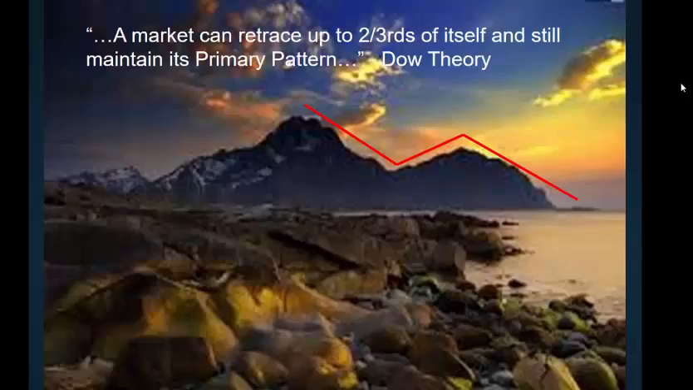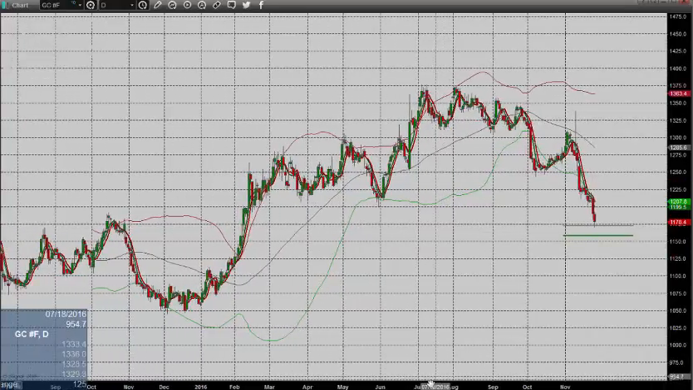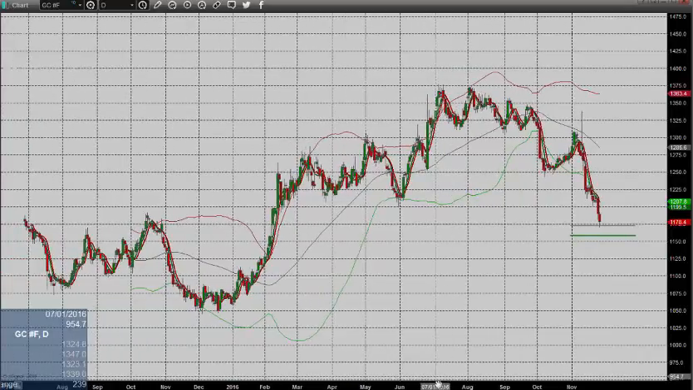Let me pull up a slide to make this point. Now, this is straight out of Dow theory. A market can retrace up to 2/3 of itself and still maintain its primary pattern. Okay? Here's gold. That's a 2/3 retracement coming up in the gold market. Now, what's the primary pattern in gold? The primary pattern is higher in gold, actually. Time has shifted that primary pattern higher.